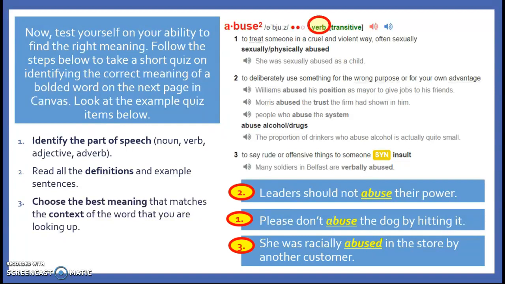In the first sentence, leaders should not abuse their power, is using dictionary entry number 2. Please don't abuse the dog by hitting it. This sentence is using dictionary entry number 1 to treat someone in a cruel and violent way. She was racially abused in the store by another customer. In this sentence, the meaning is someone is verbally saying offensive things to someone, using dictionary entry meaning number 3. Now you are ready to take a quiz.